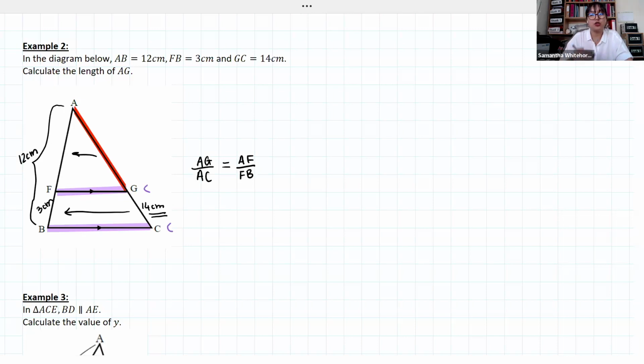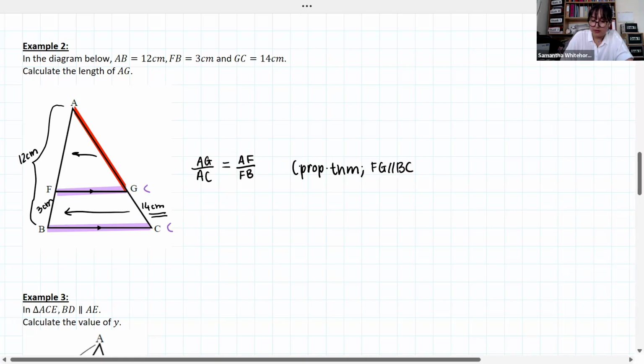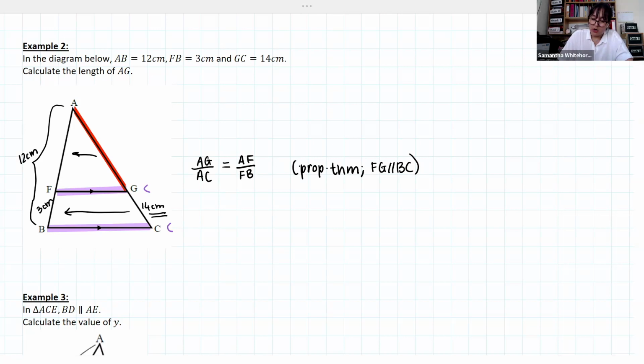I know this is true because of those parallel lines. I obviously just need my reason. So either it's line parallel to one side of triangle or prop theorem, and you state your parallel line. So for prop theorem, you have to state the parallel lines. FG parallel to BC. Obviously, if you did it the other way around, that's fine. Okay, so we've got our prop theorem, we've got our proportion set up.